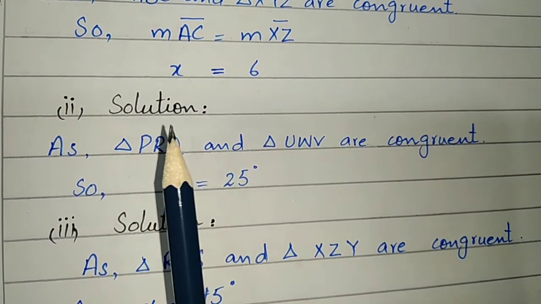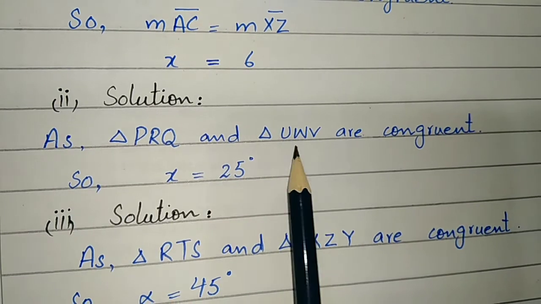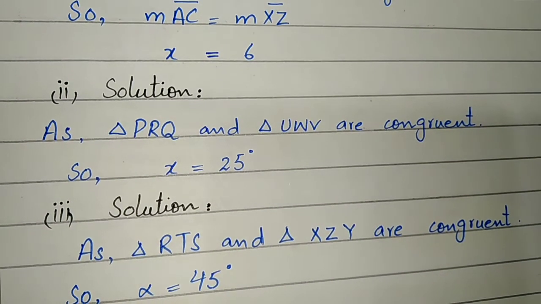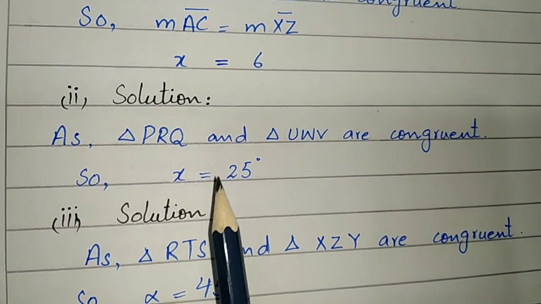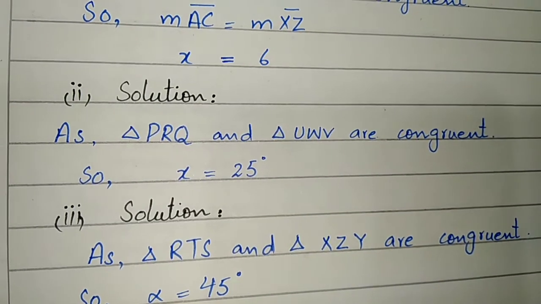As triangle PRQ and triangle UWV are congruent, it means that all angles and all sides are equal, so x is equal to 25 degrees.